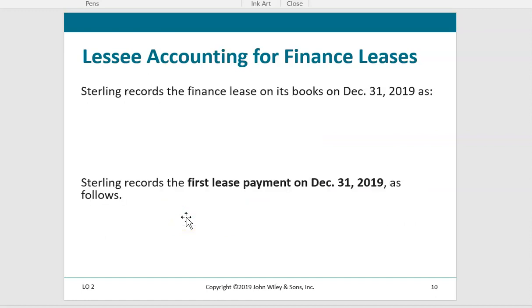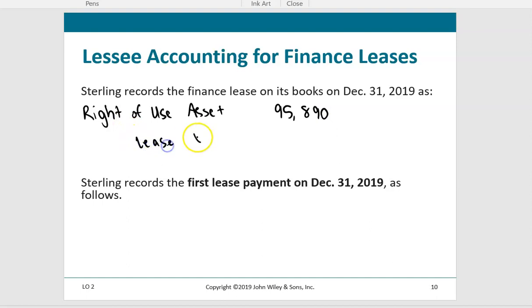So Sterling, the lessee, needs to record the finance lease on its books at the date of inception of this lease. December 31st, 2019, Sterling records the lease asset, and that lease asset is titled right of use asset at the present value of those future lease payments, $95,890. And the company also records this lease liability.